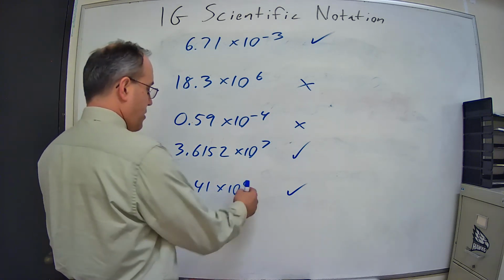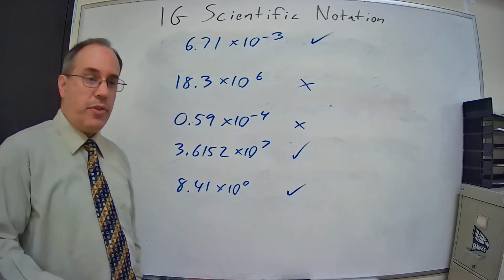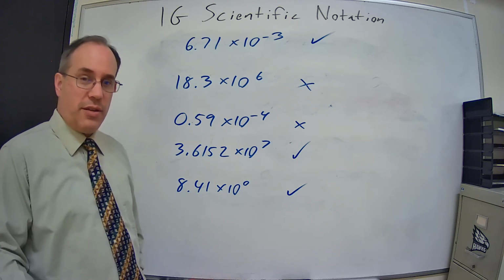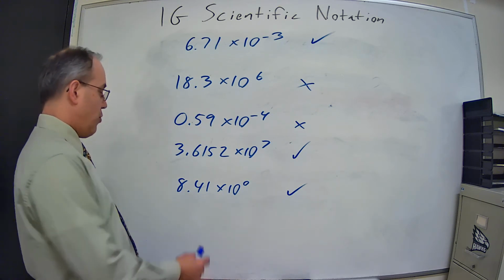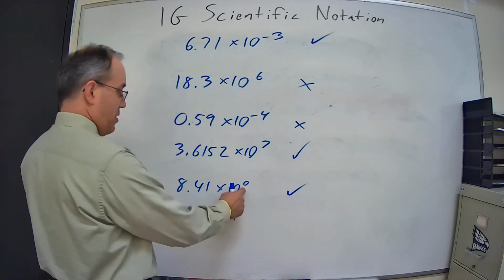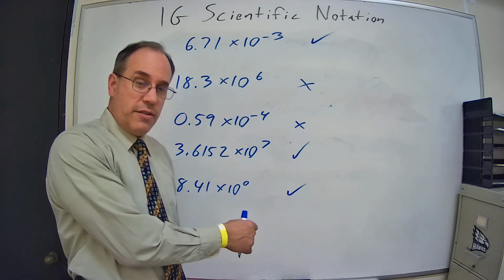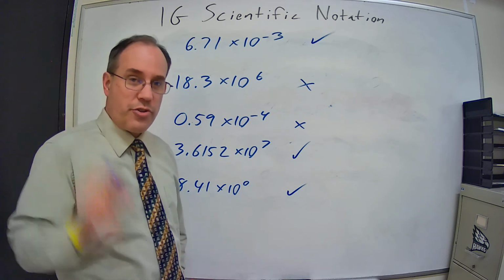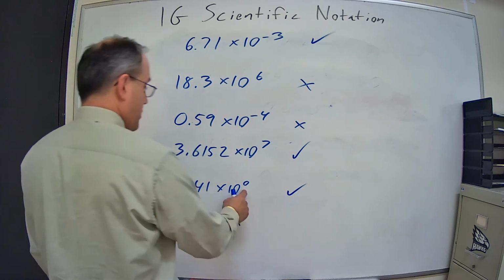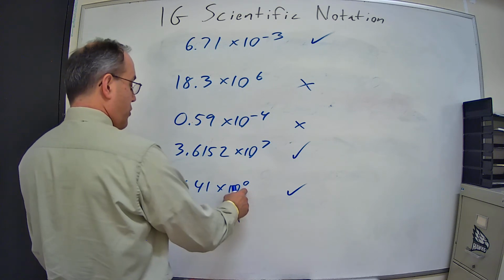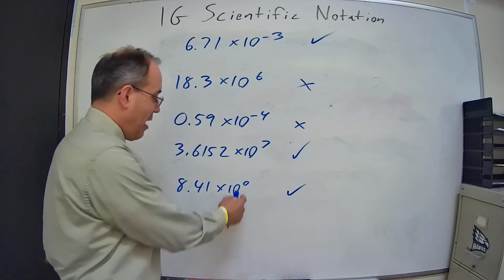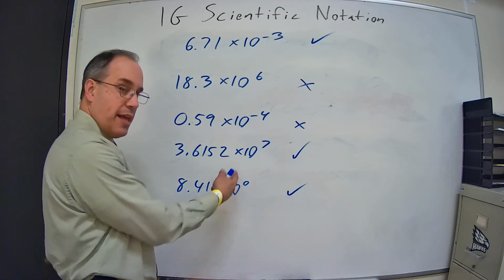8.41 times 10 to the 0. If we want to put that into standard form, well, what do we do? That says, there's no negative sign, so we're going for a larger number, right? There's no negative sign, so we're going to move the decimal point to the right by however many this number is. That's a 0.